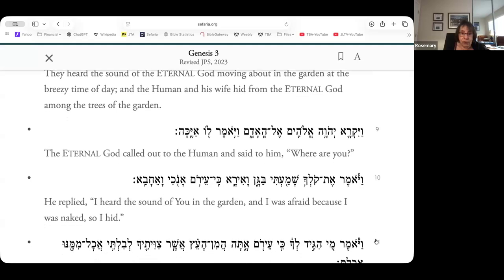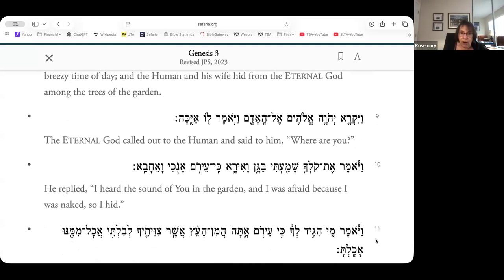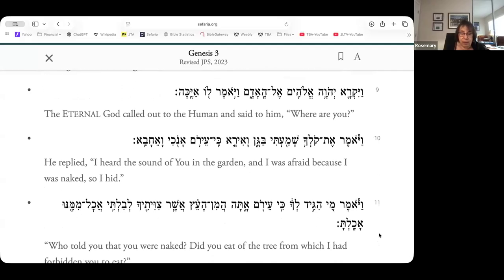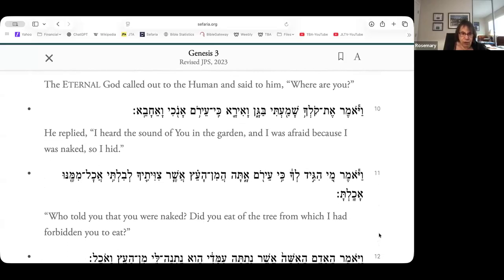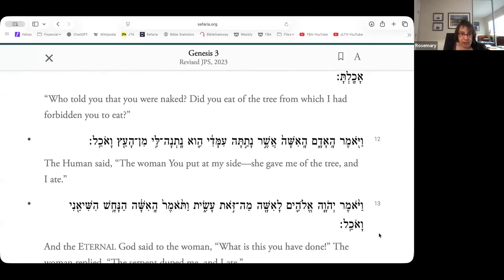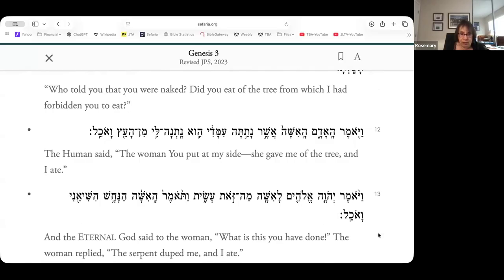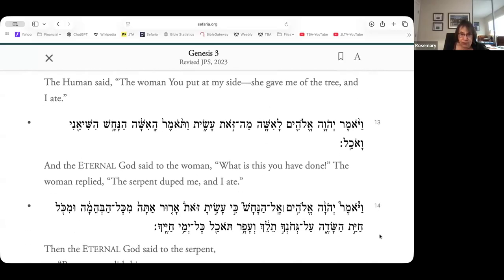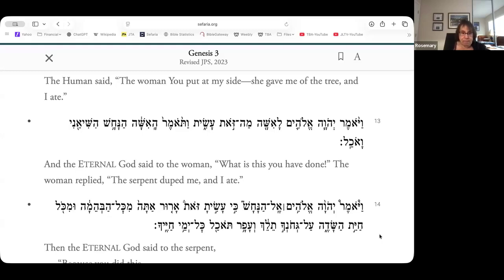The eternal God called out to the human and said to him, "Where are you?" He replied, "I heard the sound of you in the garden, and I was afraid because I was naked, so I hid." "Who told you that you were naked? Did you eat of the tree from which I had forbidden you to eat?" The human said, "The woman you put at my side, she gave me of the tree, and I ate." And the eternal God said to the woman, "What is this you have done?" The woman replied, "The serpent duped me, and I ate."